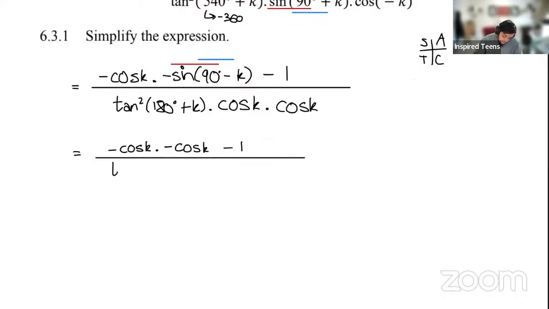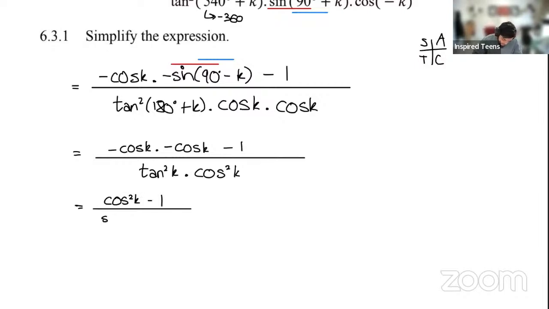Divided by, now I can reduce this one as well, tangent squared of 180 plus k. Either way, tangent is positive there, but it didn't matter because of the square. No matter what, this was going to become tangent squared k. At the bottom we're going to have cos squared k if we want to simplify that. And at the top we can simplify: negative cos k times negative cos k is positive cos squared k, minus 1.